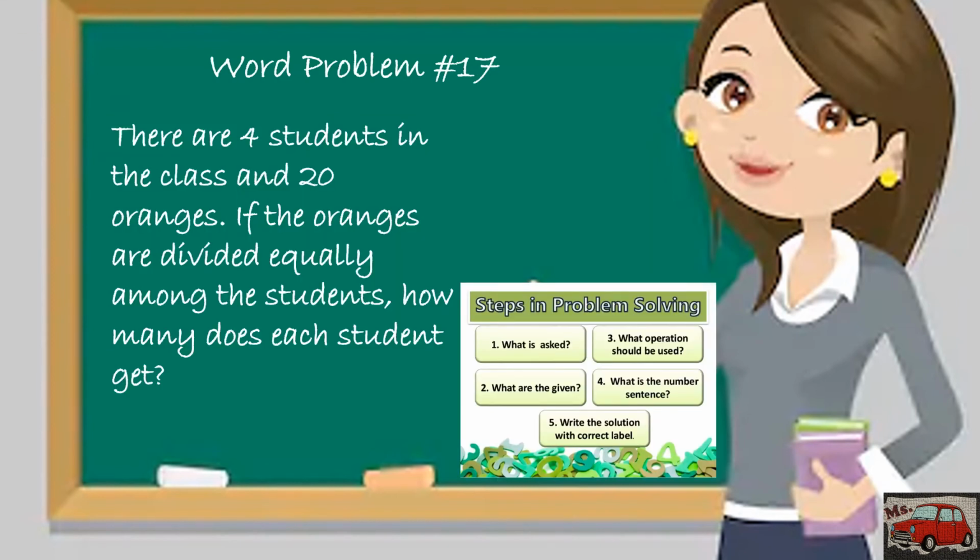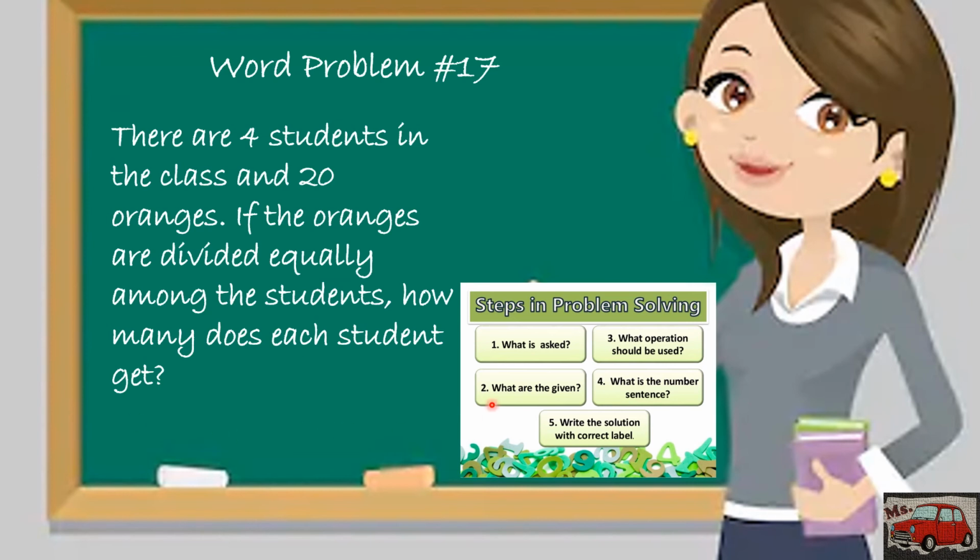Word problem number 17. There are 4 students in the class and 20 oranges. If the oranges are divided equally among the students, how many does each student get? So let's use the steps to solve the problem. First, what is asked? How many does each student get? So, ilan daw ang nakuha ng bawat isang student?